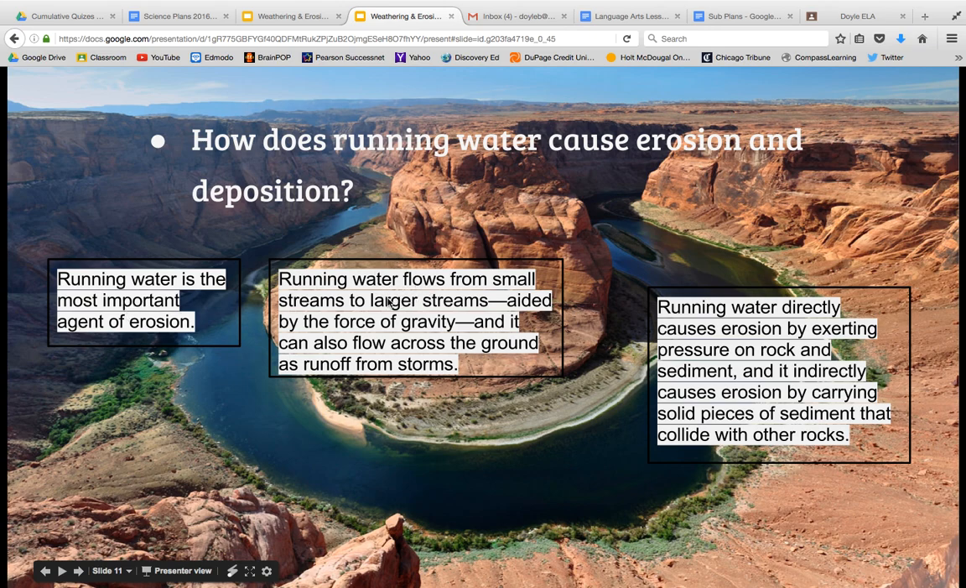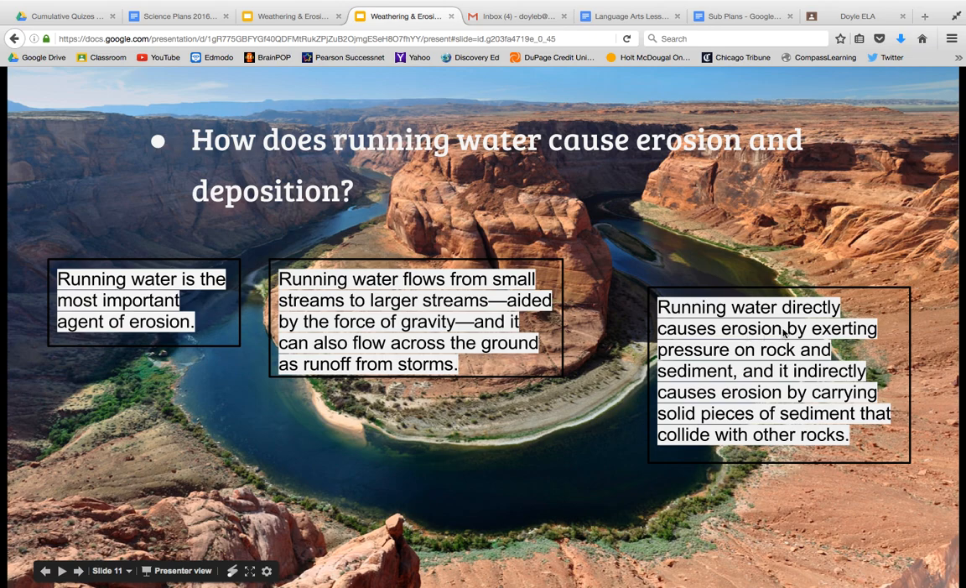Running water flows from small streams to larger streams, and it's always flowing downhill, so gravity is involved in pulling the water downhill. It can also flow across the ground as runoff from storms. So even if, like here in Carroll Stream, we don't have any major rivers, when it rains, all that water flows down into the gutters through gravity. It flows across the soil. Gravity pulls it down into the little creeks and streams. And when that water is flowing across the ground, it's causing erosion too.